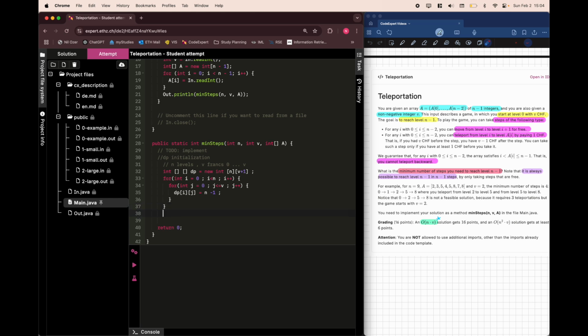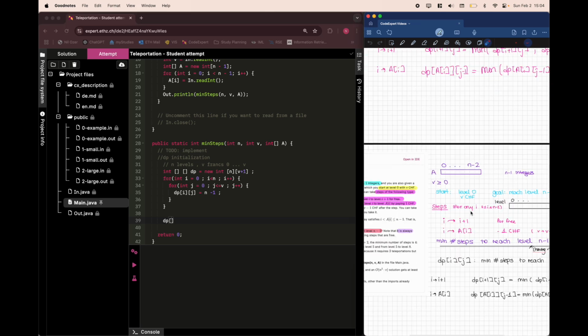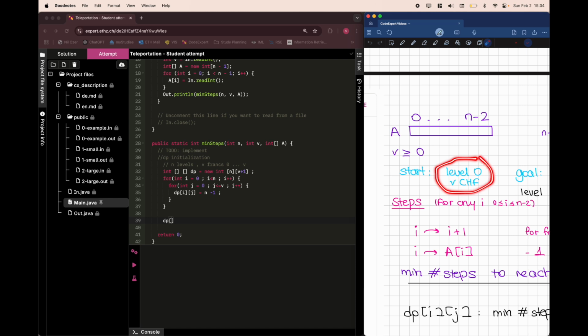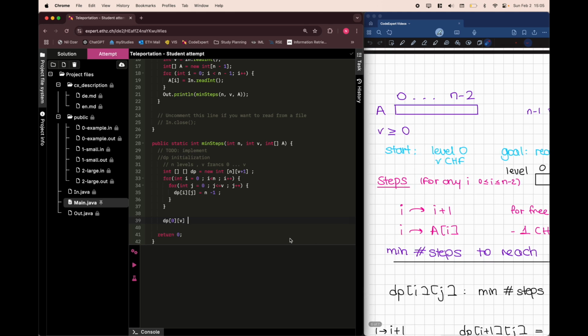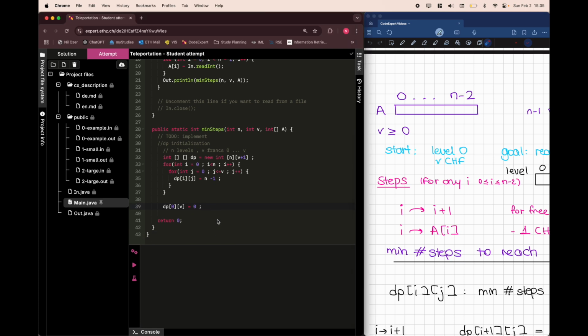Moving on, we also need to initialize the first entry. Where do we start? We start at level 0 with v francs, right? So dp of level 0, v francs. What is this equal to? Think about it for a second. What is the minimum number of steps to reach level 0 with v francs? We basically do nothing, right? We are already there at the start. So it takes 0 steps, and that will be our initial starting point of our calculation.